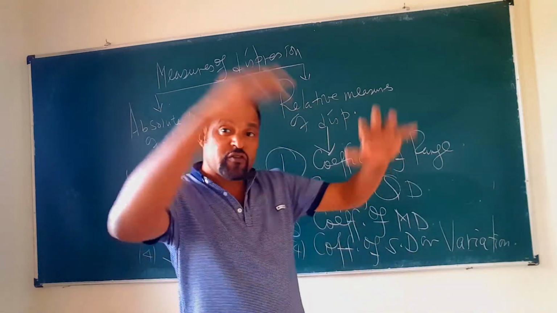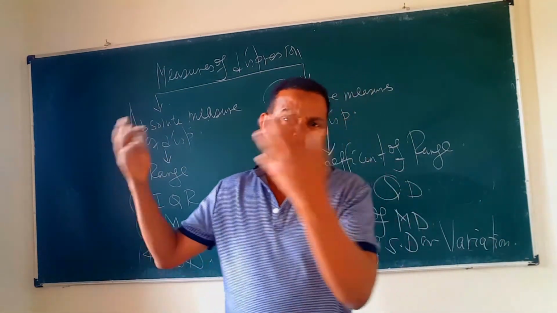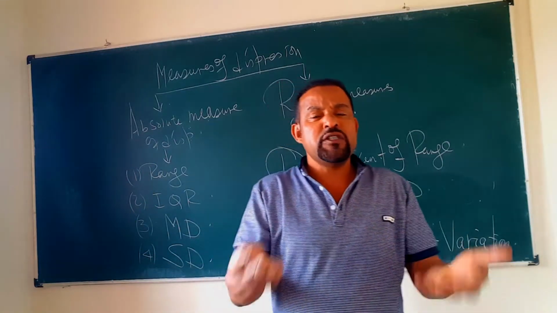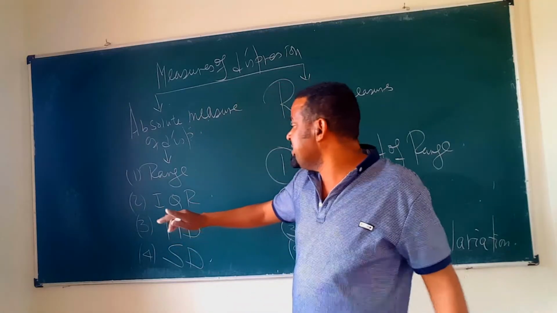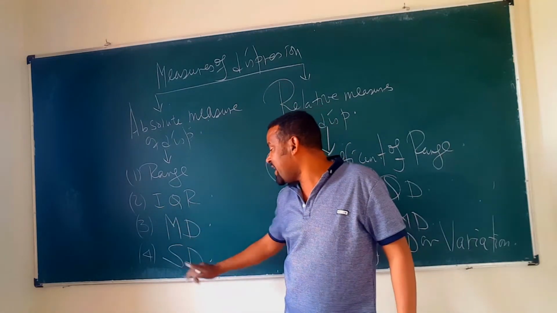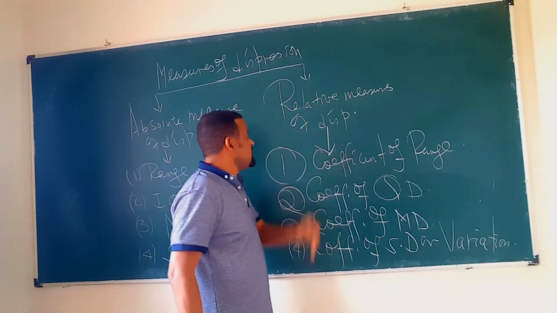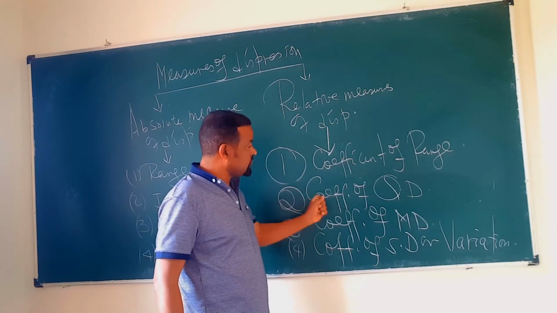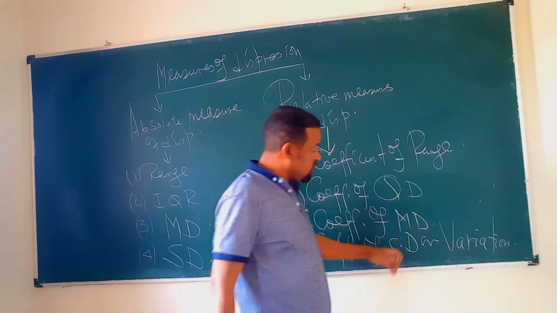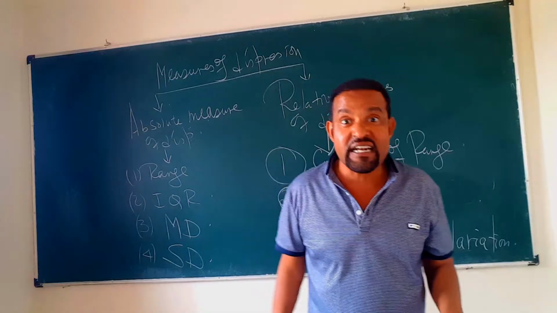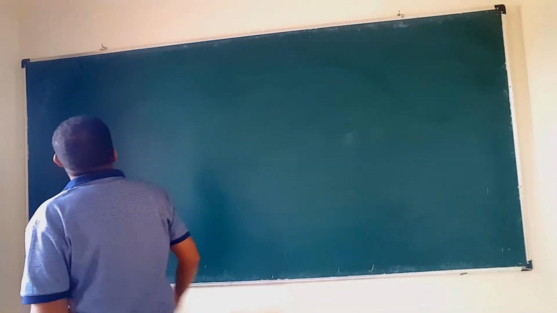So there are two types of measures of dispersion: absolute measures of dispersion and relative measures of dispersion. Absolute measures of dispersion include the range, the interquartile range, the mean deviation and the standard deviation. The relative measures of dispersion include coefficient of range, coefficient of quartile deviation, coefficient of mean deviation, and the coefficient of variation, or coefficient of standard deviation. So let's see these measures of dispersion one by one.